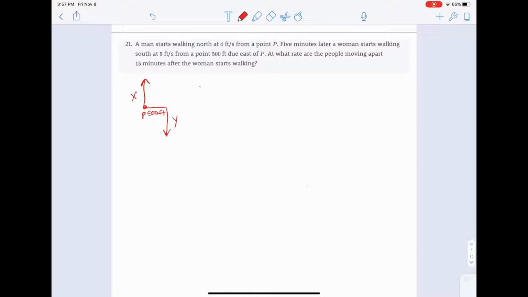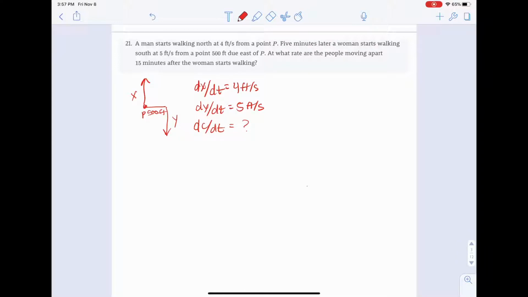So what we have here is we have derivative of x with respect to time is equal to 4 feet per second. And we have derivative of y with respect to time is 5 feet per second. And what we need to find, we're going to call derivative of c, and that is what we need to find. So we're going to go ahead and find, using the Pythagorean theorem, these values. So we know this one is 500 feet. This entire distance here is going to be x plus y. And we're going to go ahead and solve for that.